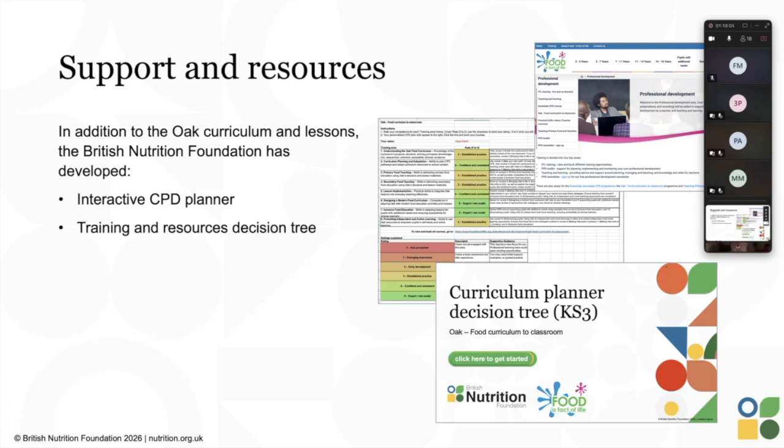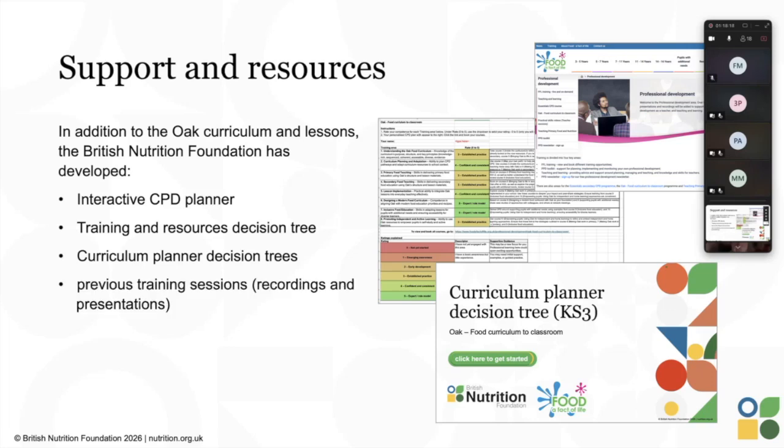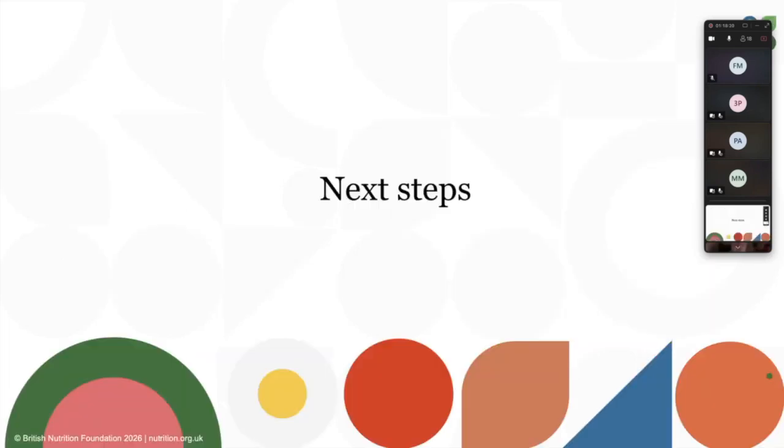There are these sort of decision trees, which are quite an interactive approach to finding out information, as well as a curriculum one to help you think about how you would plan this in, depending on how many hours that you have available each year. And of course, we've got all the previous training. So this is 8 out of 10. So you've got another 7 of rich learning to support your professional development too. So that's all available on the Food Effects for Life website.